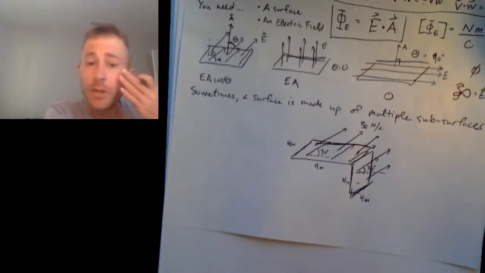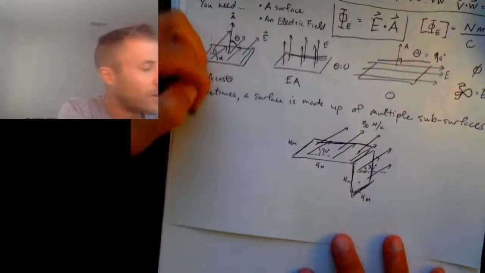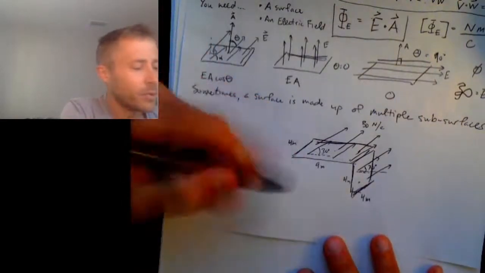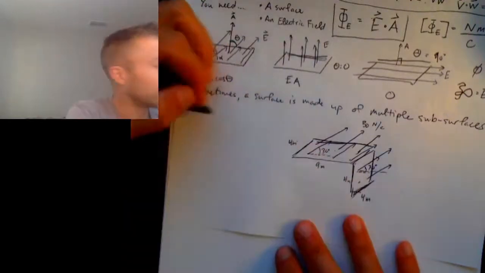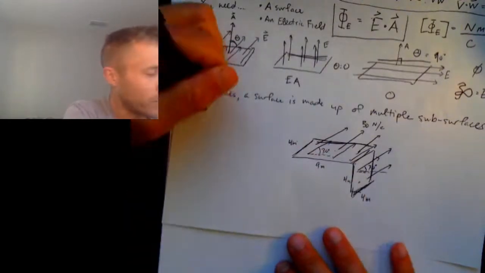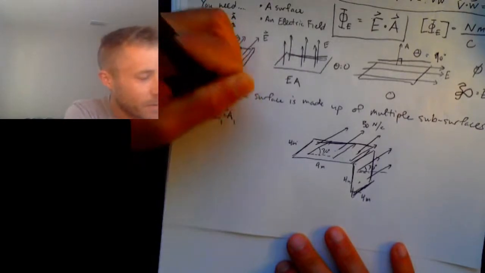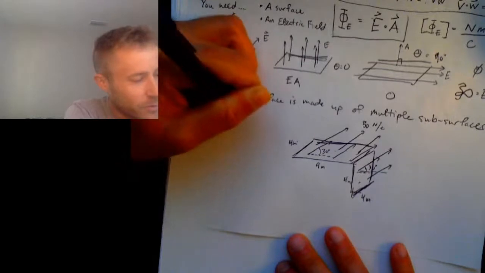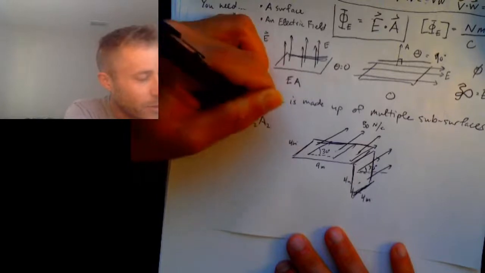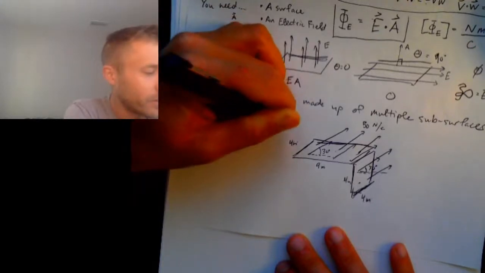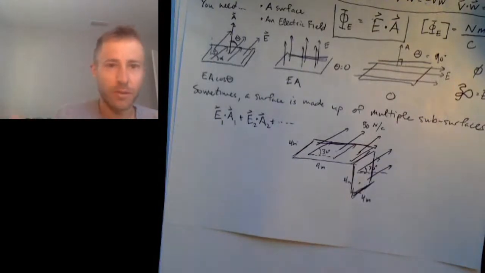So what do you do if you have multiple surfaces like this? Well, if you have multiple surfaces, subsurfaces that make up the entire complete surface, then what you do is you simply sum up the fluxes through each surface, however many surfaces there are. Okay, so if there were 3, you would add up 3.